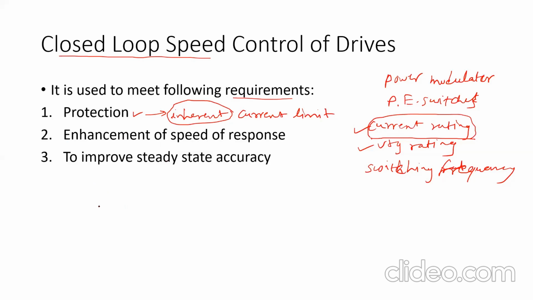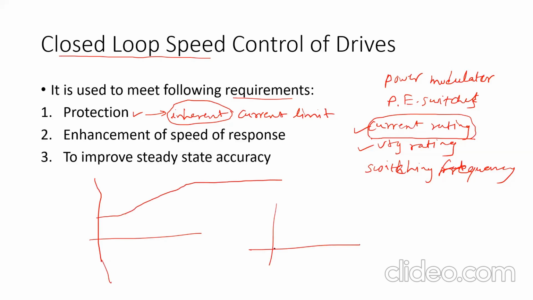For example, if I show two graphs: in one case it takes a lot of time to reach a new speed, and in the other case it takes very little time to reach the new speed. Obviously, this second case is the faster, and we require such an algorithm. Closed loop speed control does this.